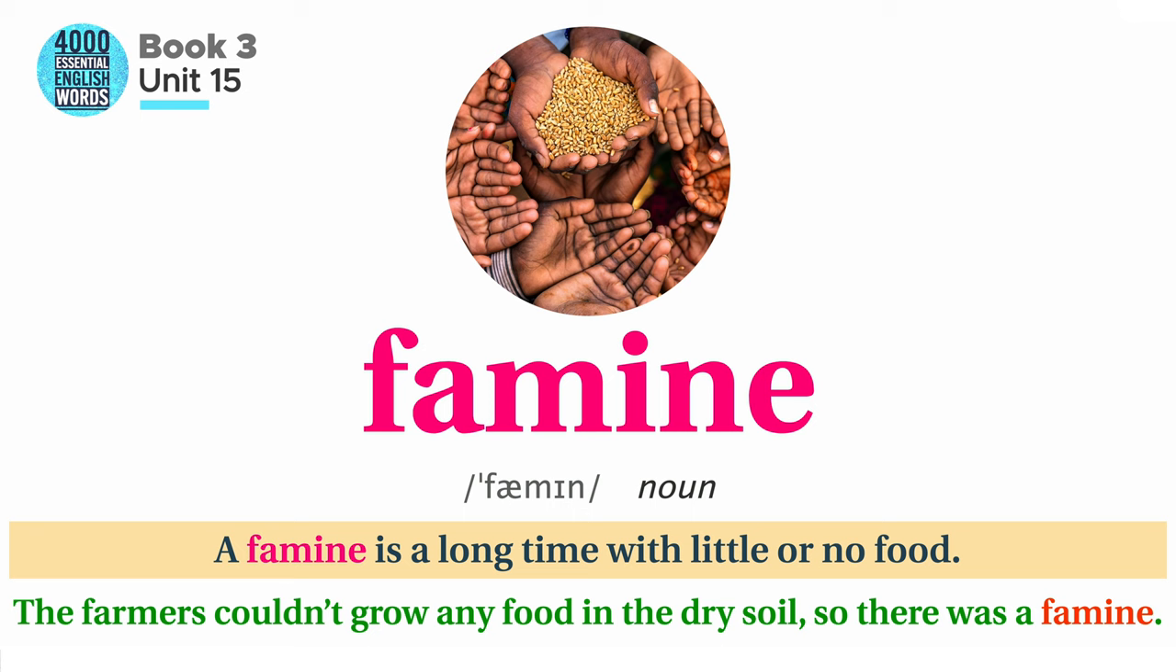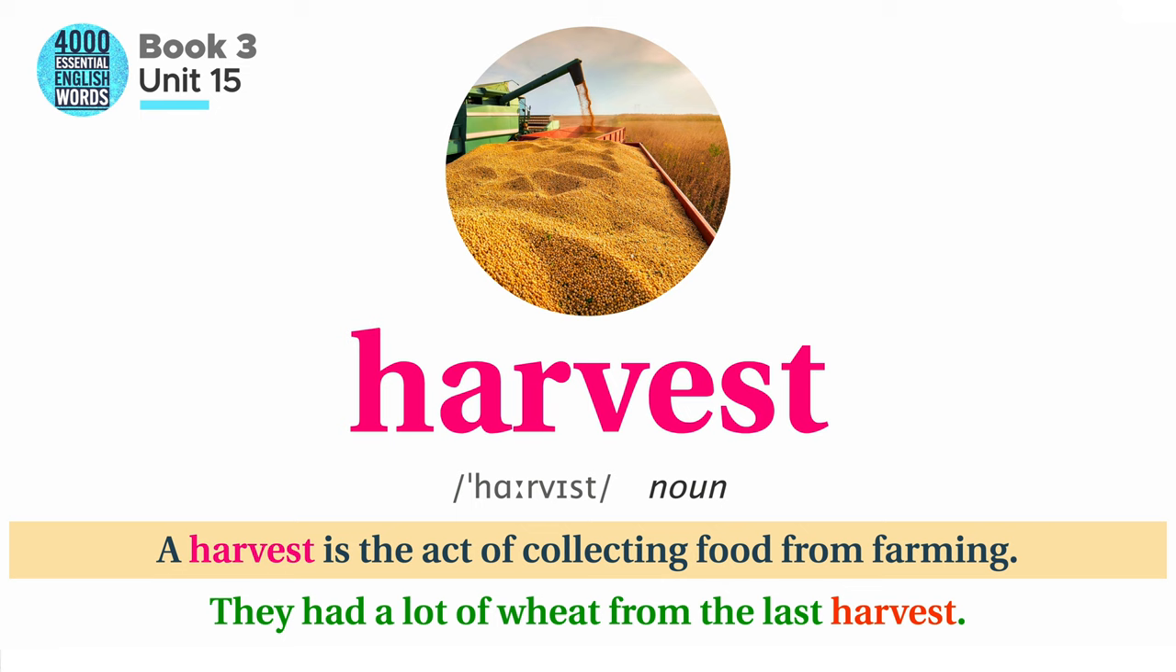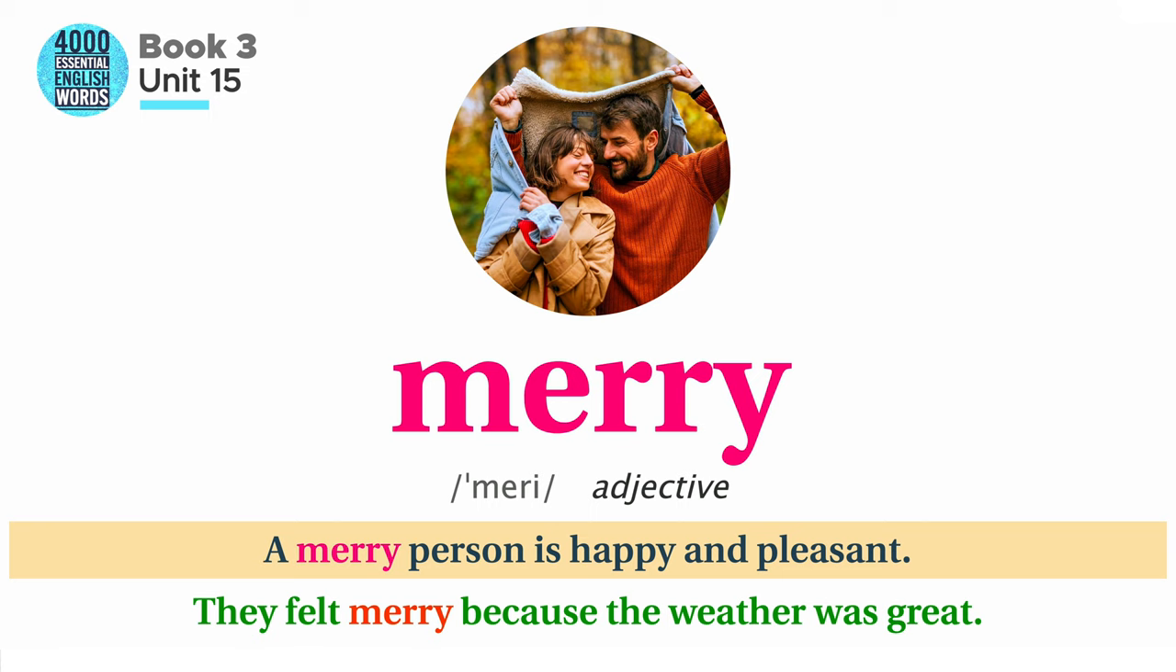Harvest. A harvest is the act of collecting food from farming. They had a lot of wheat from the last harvest. Merry. A merry person is happy and pleasant. They felt merry because the weather was great.